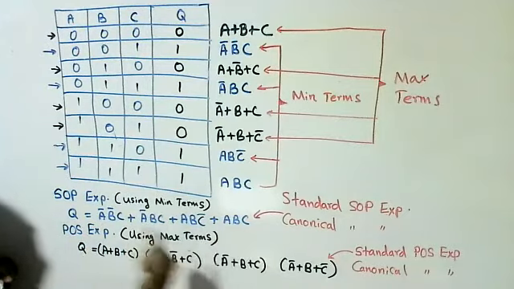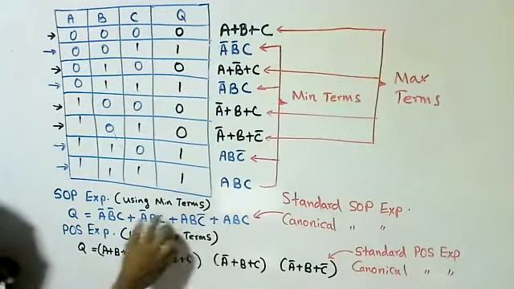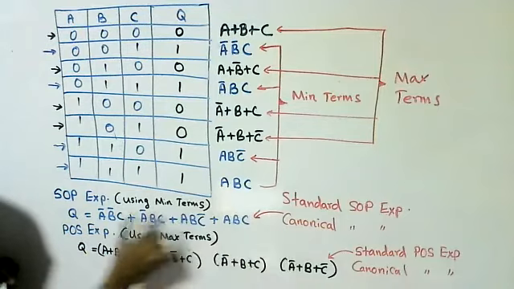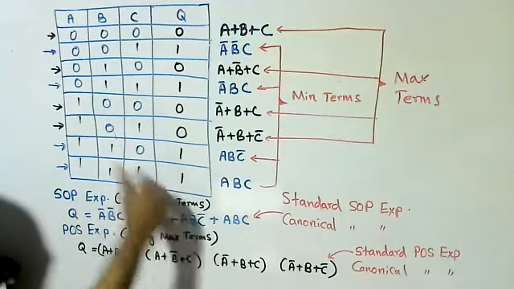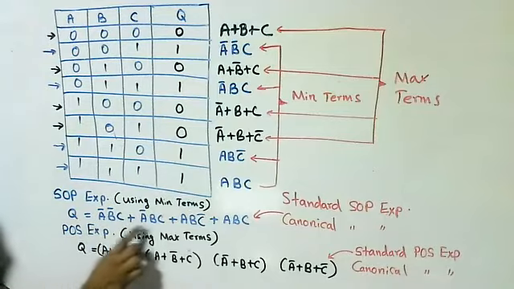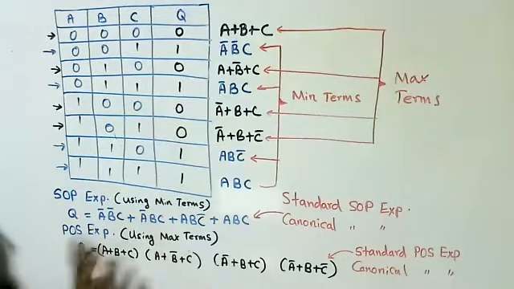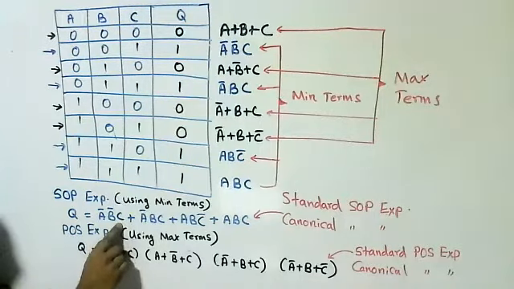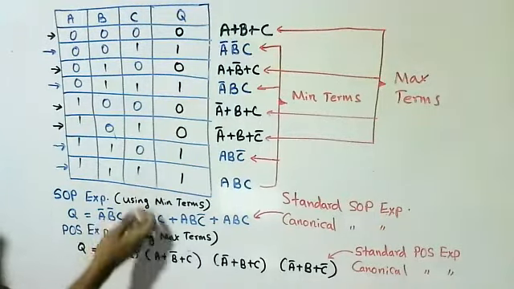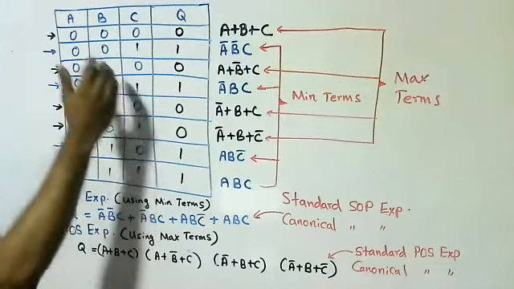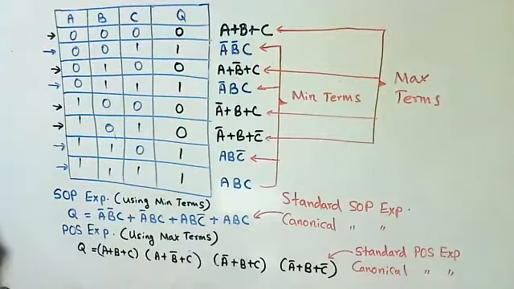If in any one min term there are not all three inputs, it is not a standard one. So if in all the min terms all inputs are mentioned, it is a standard SOP expression. That may be a direct variable or the complement variable, no problem. Here, A bar, B bar, C, direct variable or complement variable, no problem. But it should include all the inputs in each and every min term.